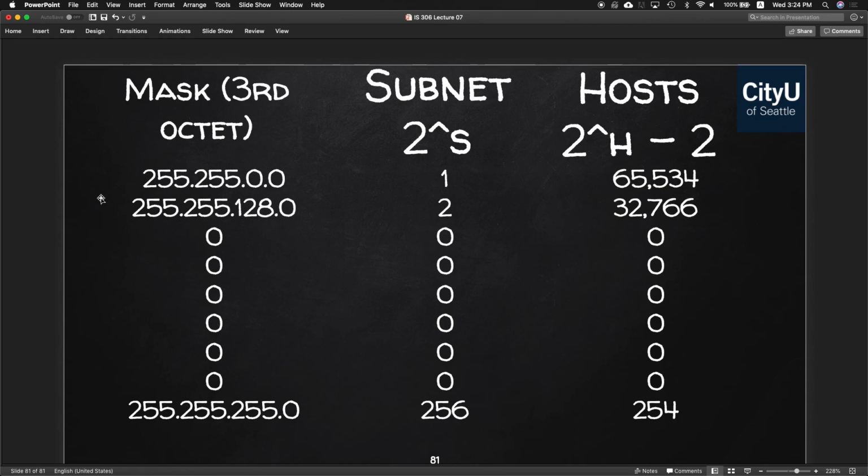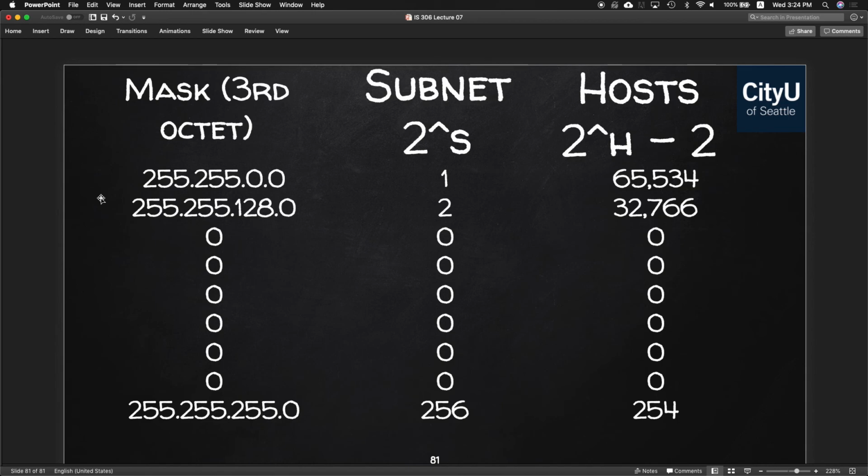We still retain the 2 raised to 16 bits, but now we have the 128. And 128 is basically having 1 bit, which is true. Now to find out how many subnets you have is basically 2 raised to how many bits you have, 1, right? 2 raised to 1 becomes 2. And now we would have 65,536 divided by 2 minus 2, and we'll get 32,766.